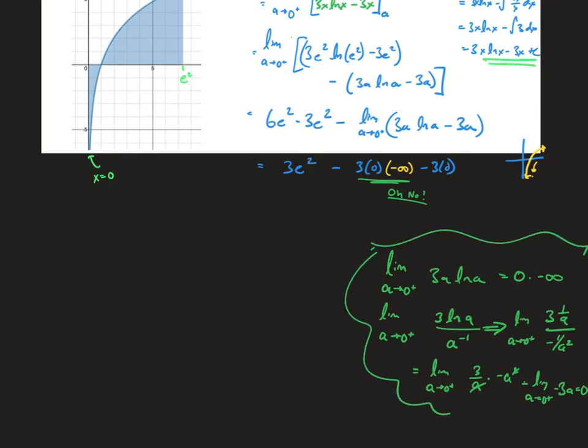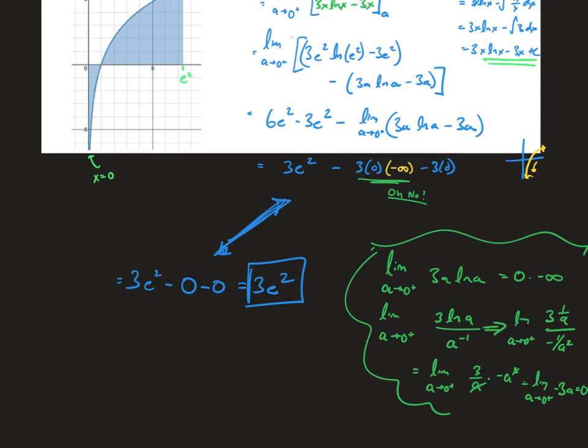So, as a side note for myself, I go back over here, and that's now 3e squared minus, I just evaluated that, 0 minus 0. So I get my final answer of 3e squared as being the area for that problem. Oh boy, that was a long problem.